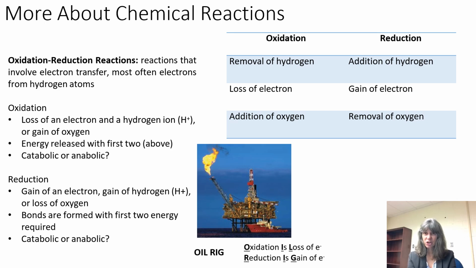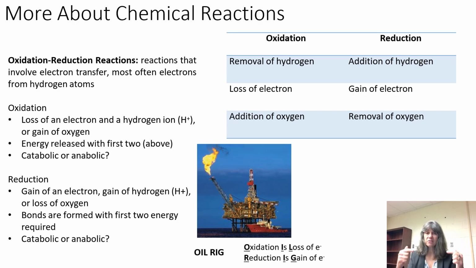If we look at the chart on the right-hand side, you can see that oxidation and reduction are opposite in terms of the process that occurs, and oxidation and reduction can occur in one of three ways. Oxidation can either be done by removing a hydrogen atom, by losing an electron, or by adding an oxygen atom. Whereas reduction is going to be the opposite. It would either be the addition of hydrogen, the gain of an electron, or the removal of oxygen.